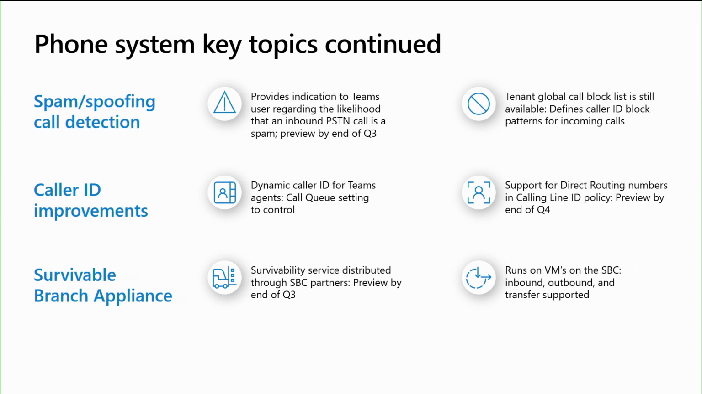Caller ID improvements categorize into feedback in a couple of different areas. One of which is currently we have a caller ID policy that only supports service numbers, and those are the numbers that are part of the Microsoft offering of PSTN that are assigned to auto attendants and call queues. Customers want to assign those same numbers that they're using for direct routing to auto attendants and call queues as part of their caller ID. That's expected to be in preview around the end of the calendar year and hopefully shipped shortly thereafter.